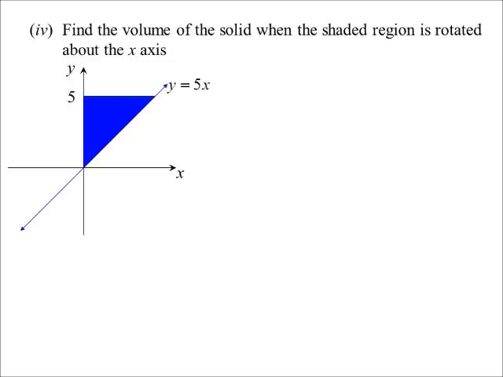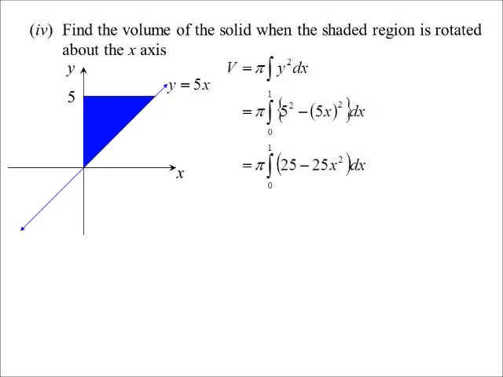The shaded region is rotated about the x-axis. So we're going to end up with, well, what's it going to be? It's like an amphitheatre. Yeah, because the seating sort of goes up like that. All right, well let's do it.